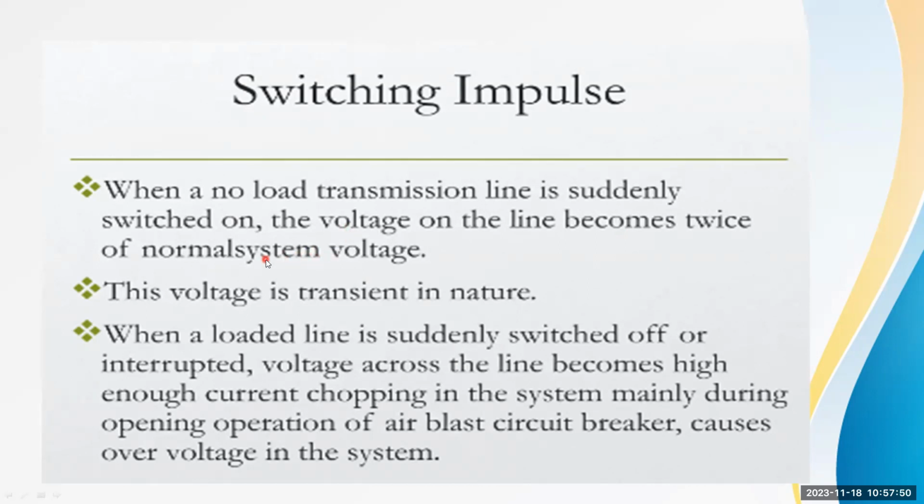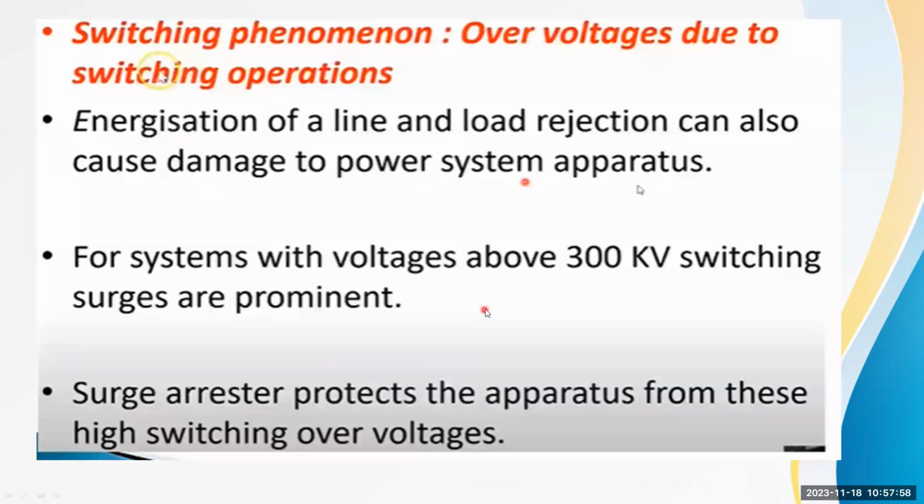Twice the normal voltage present on the transmission line. This is called impulse voltage. This voltage is transient in nature. Okay, and next, coming to the switching phenomena, the overvoltage due to switching operations.